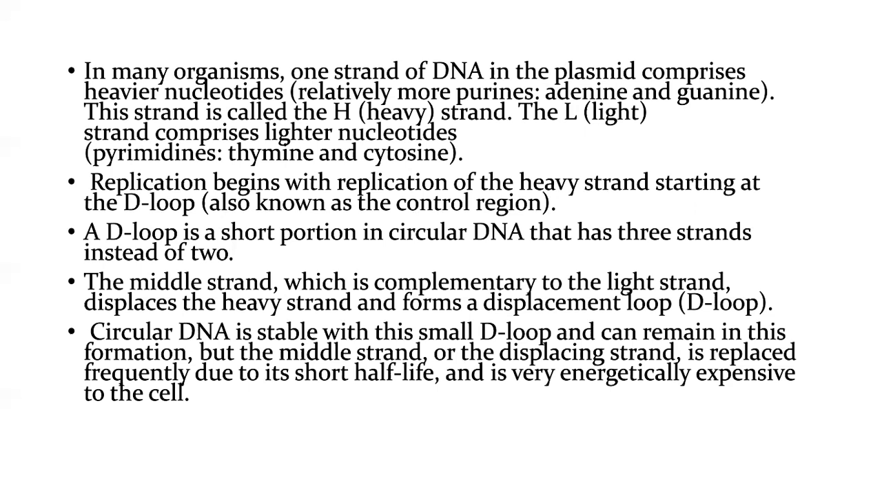The D loop is a short portion in circular DNA that has three strands instead of two. The middle strand, which is complementary to the light strand, displaces the heavy strand and forms a displacement loop. Circular DNA is stable with this small D loop and can remain in this formation, but the middle strand, or displacement strand, is replaced frequently due to its short half-life and is very energetically expensive to the cell.